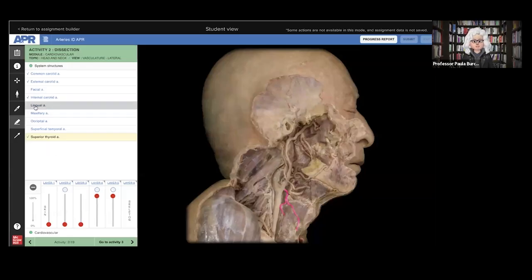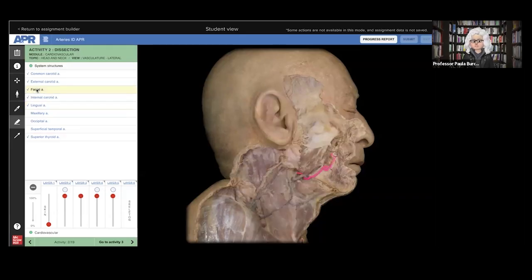Next up, we're going to go to the lingual, which is going to be feeding your tongue. And then from there, we are going to go to the facial. Now we're feeding the face. And you can see that's more superficial because we can see some muscles here that we couldn't see before.